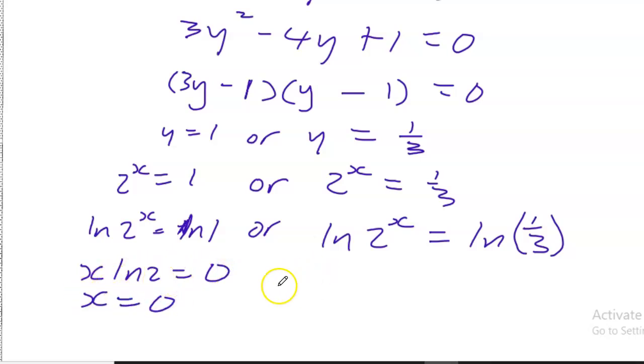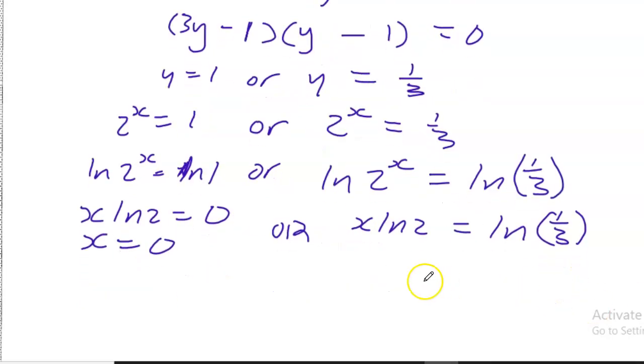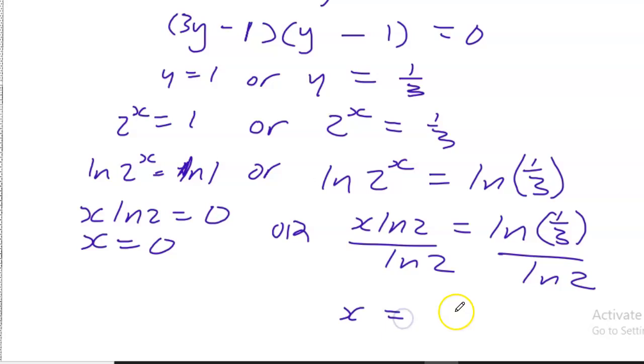That's one solution. Over here, x ln 2 is equal to ln 1/3. Divide both sides by ln 2. So x is equal to ln 1/3 divided by ln 2. So our two solutions: x equals 0 or x equals ln 1/3 divided by ln 2.